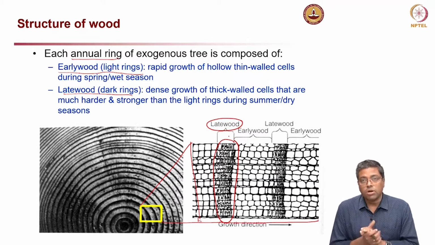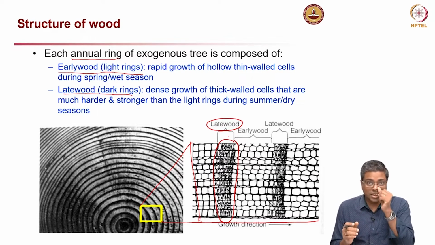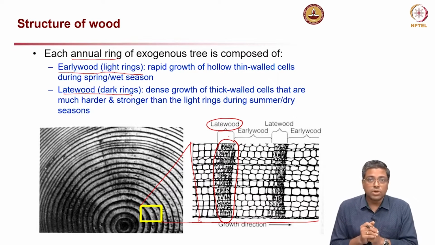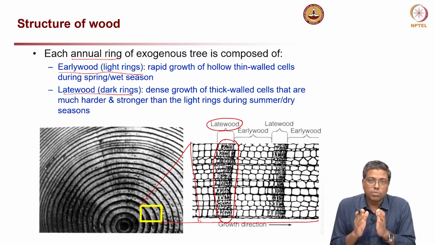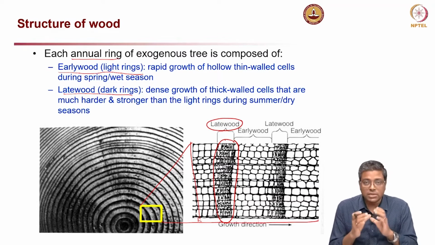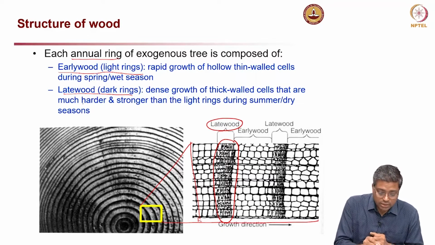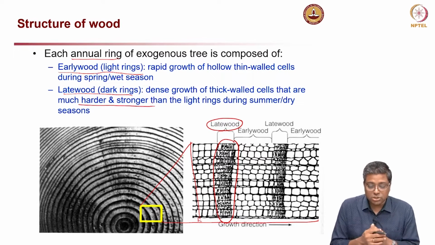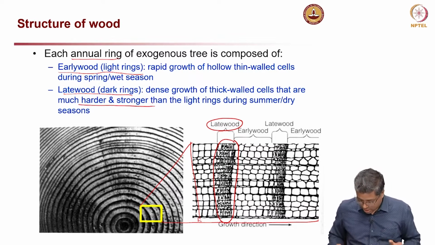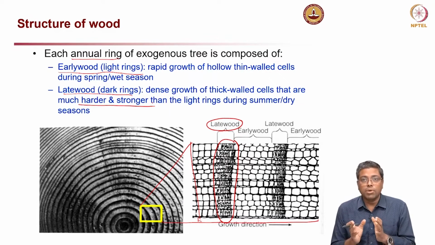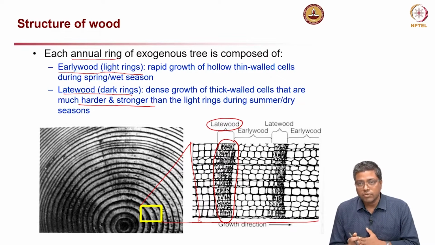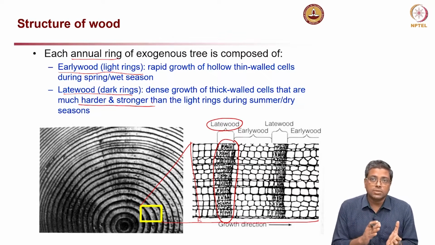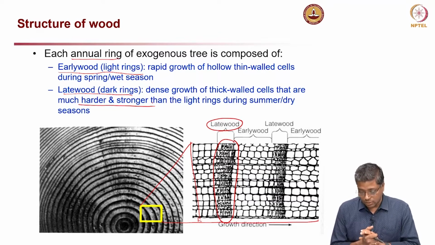Now, when you talk about the late wood, you can think of these as denser regions, and these are thick walled cells. In the early wood, they are thin walled cells. These late wood cells are formed during the summer or dry season, and they are thick walled and smaller in size also. The cavities are also smaller, and hence, because they are thick walled, they are much harder and stronger than the light rings. So, this is the main thing to learn about these different rings: late wood and early wood, which one is stronger, which one is weaker in comparison, and which is formed at which time of the year.